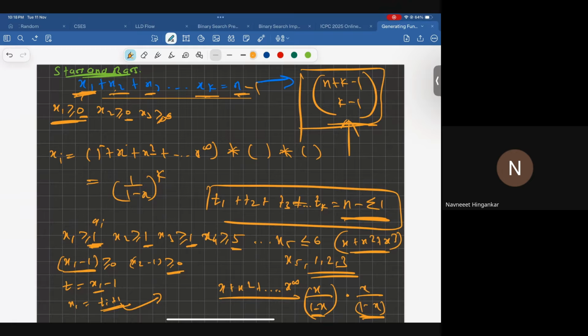Okay. Summary. I haven't touched EGF. Now let's jump to EGF. Does anyone have any question regarding this about OGF?